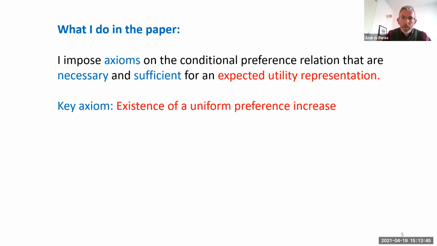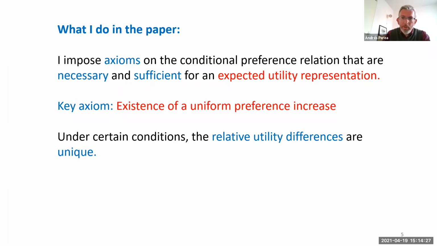So later we will talk about the details, but now to have an intuition for it, what does it mean? It actually means that the decision maker should be able to uniformly increase the preference intensity for one of the choices by a constant amount without contradicting his conditional preference relation. So he should be able to point at a particular choice and then make this choice uniformly better relative to the other choices in a consistent way. That's what we mean by existence of a uniform preference increase. And as you will see, that will actually be the key for coming to an expected utility representation.